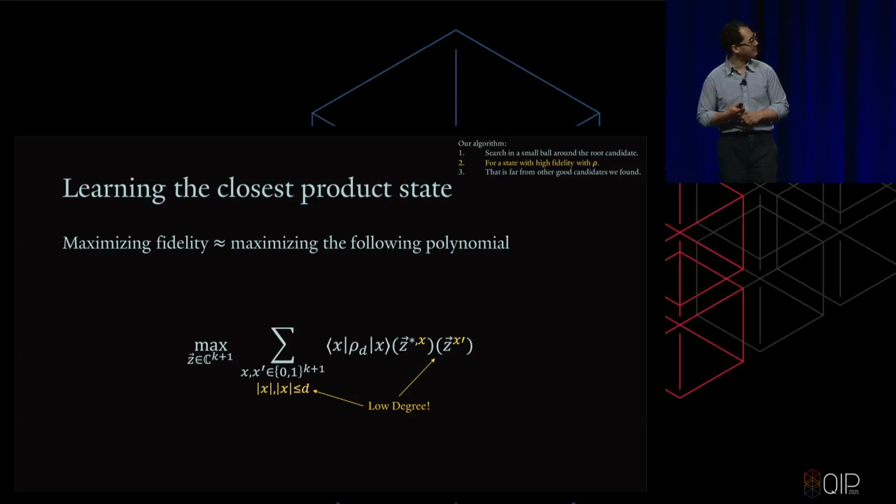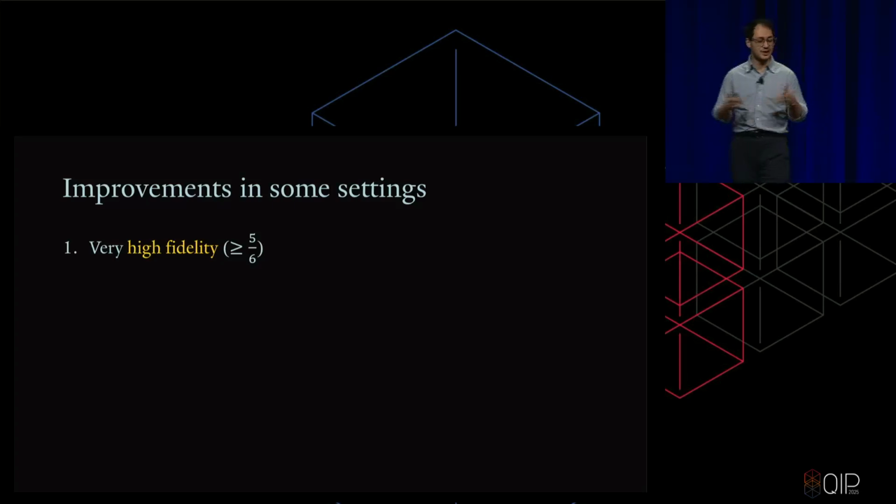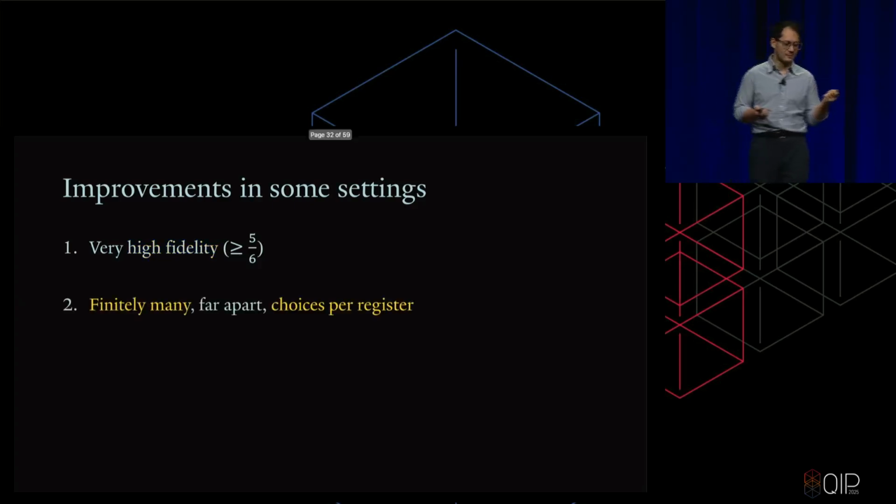There are also some additional results in the paper. In certain cases, you can do a lot better than having to solve this. The polynomial optimization step is quite expensive and maybe not realistic if we're actually doing this in the real world, so there are some cases where you can do better. In the very high fidelity case, where the fidelity is greater than 1/6, there's only one candidate you have to keep around, and it turns out that solving this polynomial optimization is not as tricky as it is in the general case. If you're told about finitely many choices and all the choices are pretty far apart, then you don't even have to do any optimization at all. You can just brute force over every possible candidate.